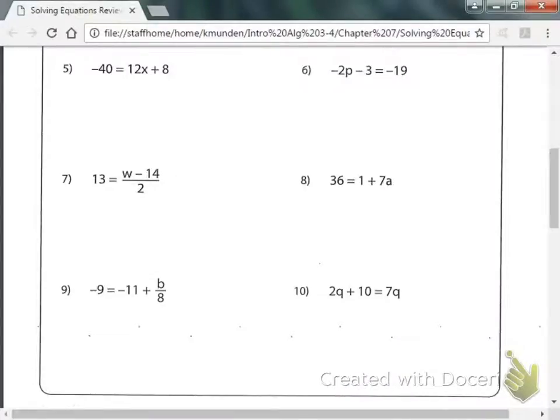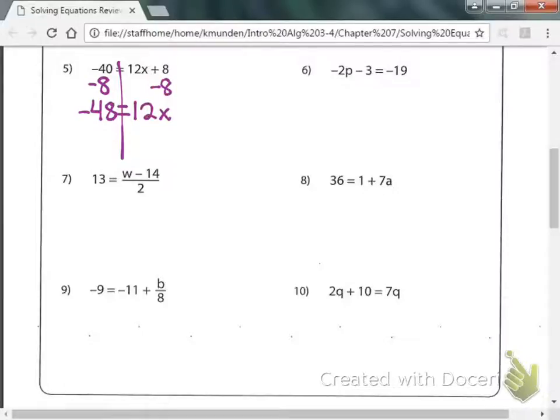Alright, so for number 5, it's written kind of backwards. The variable's in the back. Some people like to rewrite it right away. I don't really care. It doesn't make much difference to me. We still want to undo the adding and subtracting first. So how do I undo adding 8? Subtract 8 from both sides. Now you have negative 40 minus 8, so you're going more into the negative. That's negative 48. And that's going to equal 12x.